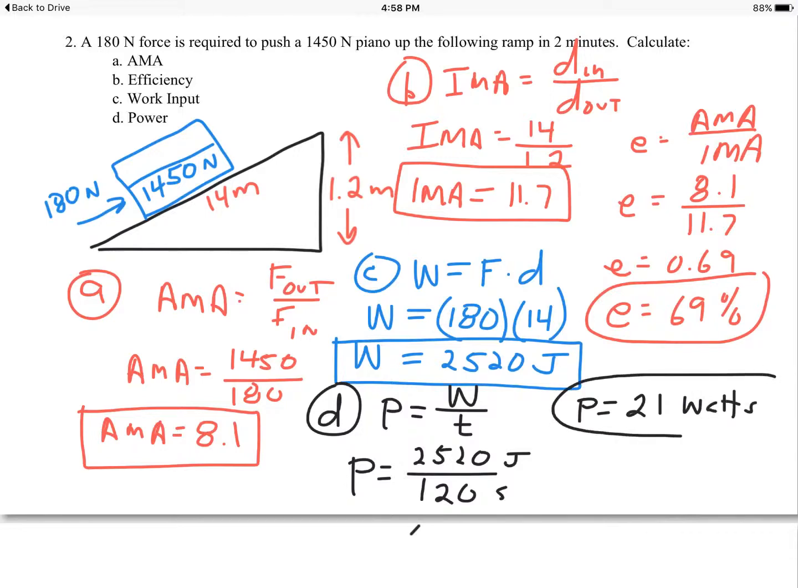which is good enough. If you want to convert to horsepower, you would divide by 746 to get that in horsepower if you wanted to use English units. If you do the conversion here, that comes out to be 0.028 horsepower. That's an extra calculation if you want to do that.